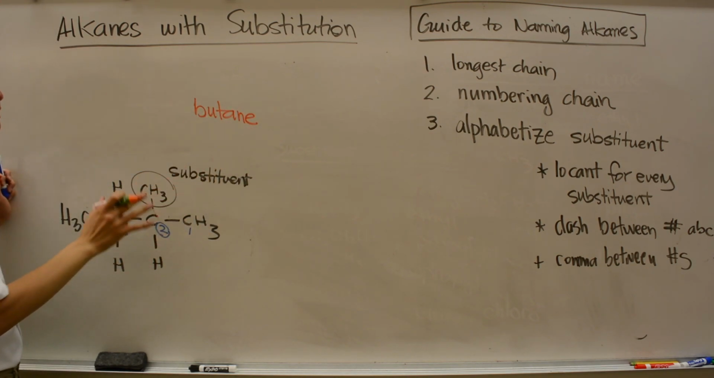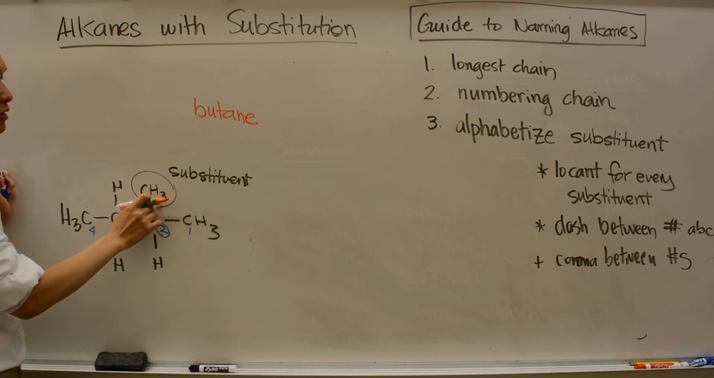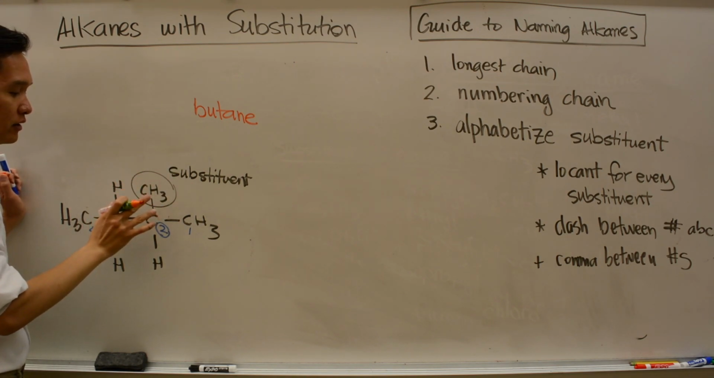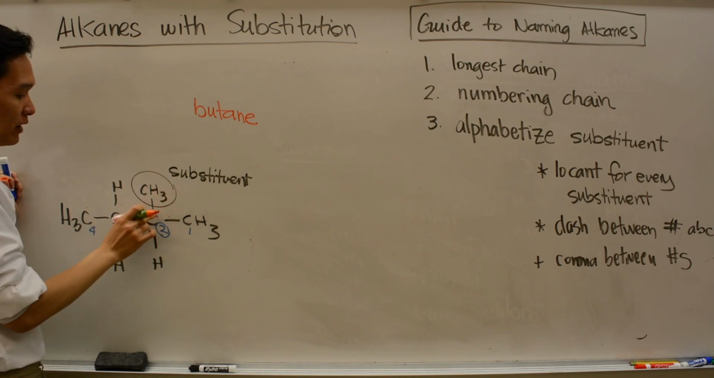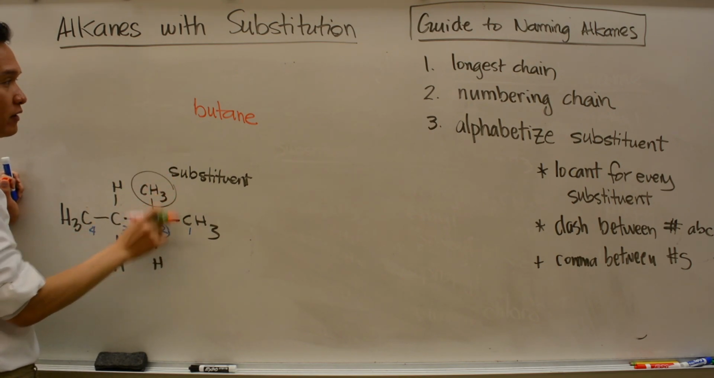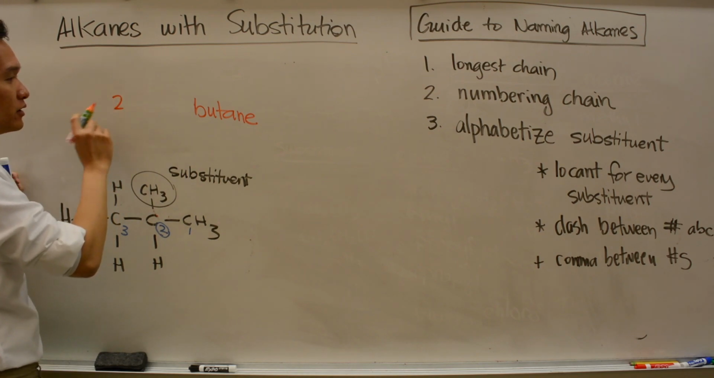Right? And now our substituent is a methyl group. Since there's only one substituent, I don't have to do alphabetizing. There's only one methyl here. So I say that the locant first is 2-methyl.